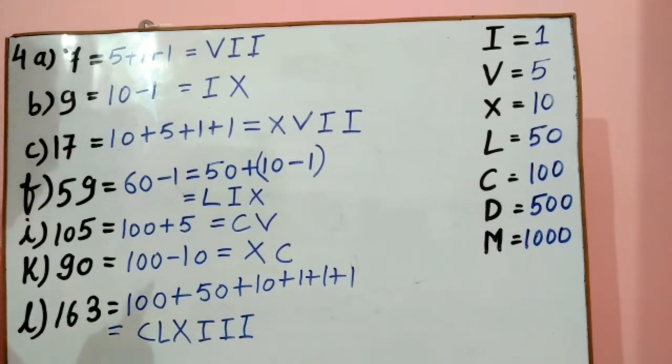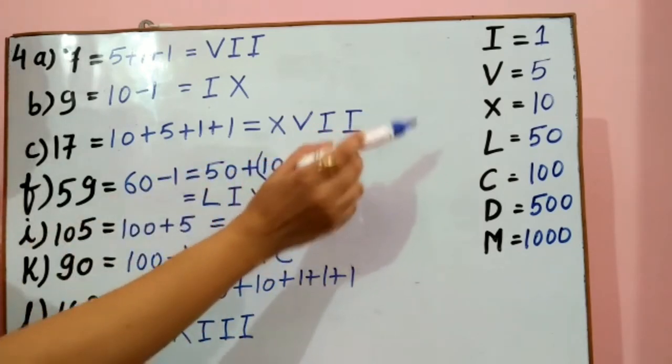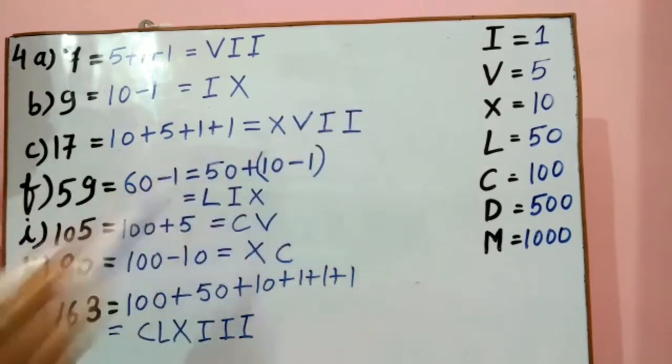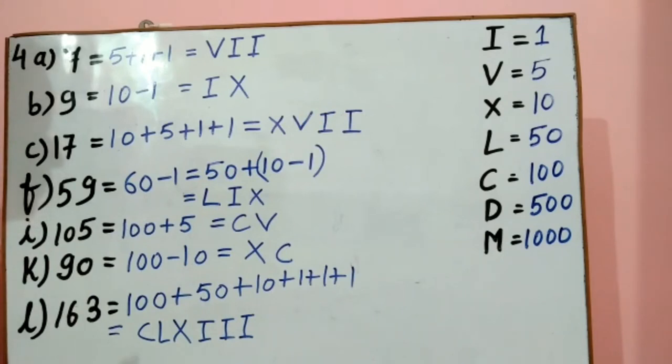And we know that I, X and C can be repeated up to 3 times. Understood?